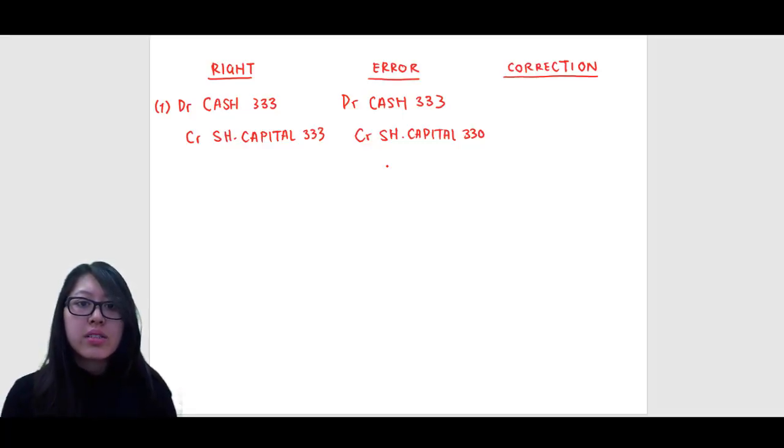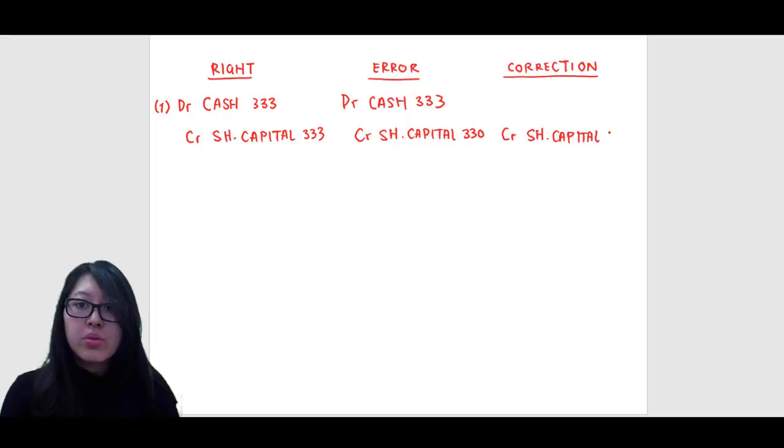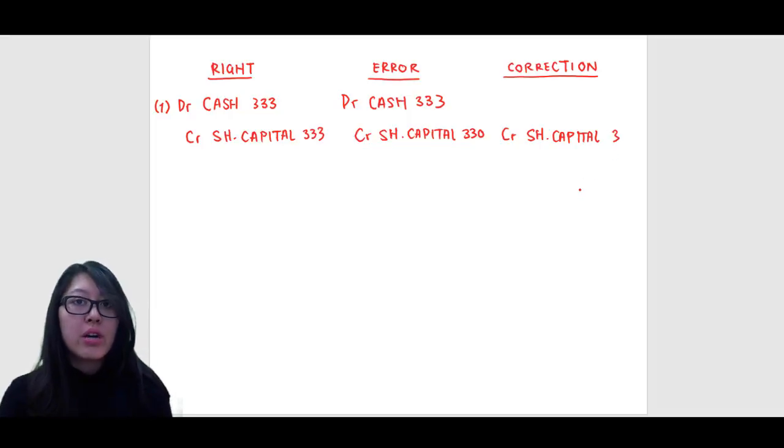So we can see that in the error, it was only credited 330, but the right one should be 333. So what does this mean? We just need to credit it again with the difference, right? So we need to credit this again, okay? To correct it, we just need to add to the understatement, because right now it is understated. So we're going to need to add $3,000 to the share capital account.